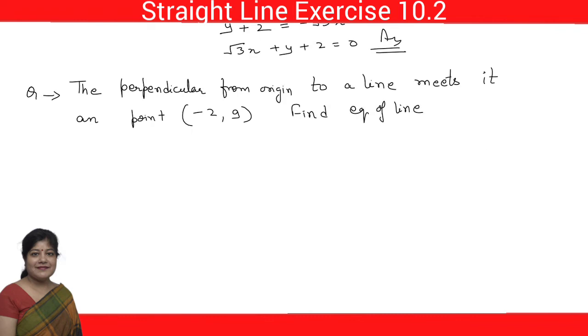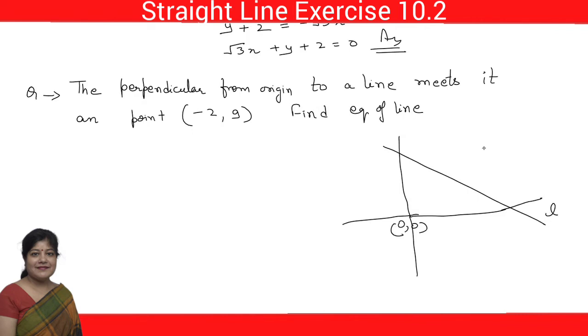Listen. This is the axis. This is a line. This is the origin. I drop a line. It touches this line at the point (-2, 9).